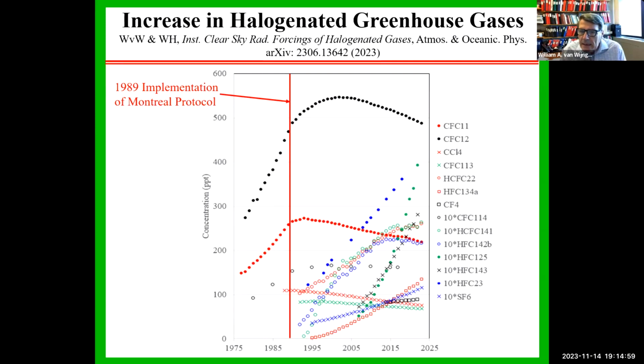So in the late 1980s, there was this agreement sponsored by the United Nations. It's known as the Montreal Protocol. And this sought to restrict a global use of the CFC compounds. And if you look at this plot of concentration versus time, you can see after this Montreal Protocol was implemented in 1989, CFC 11 and 12, these black dots and these red dots, are starting to go down very significantly.